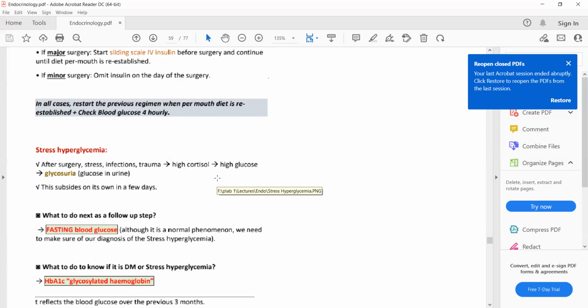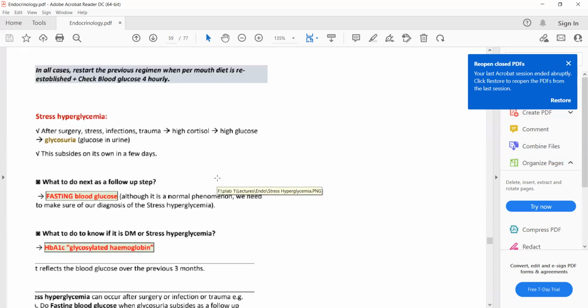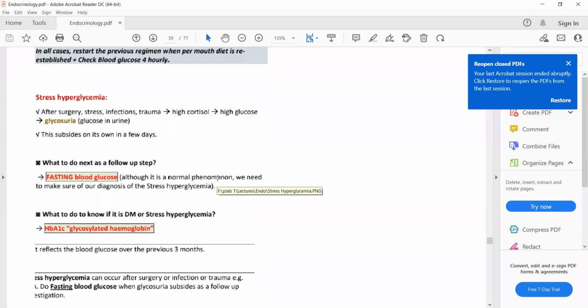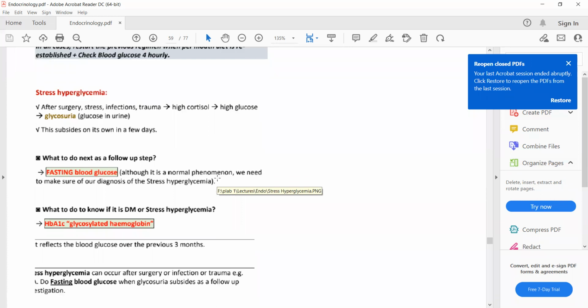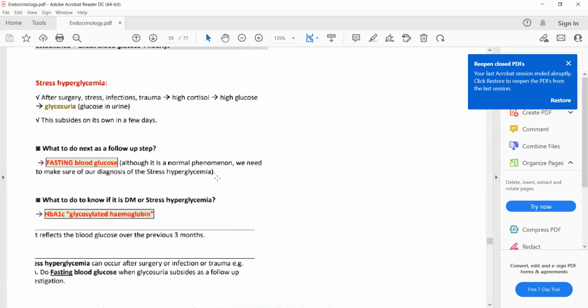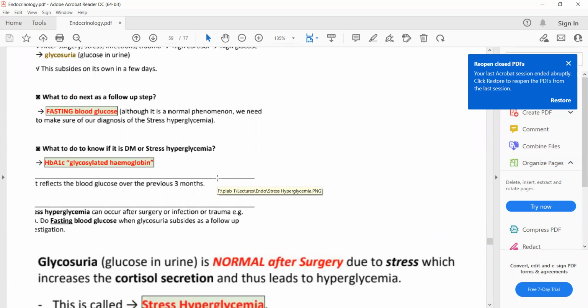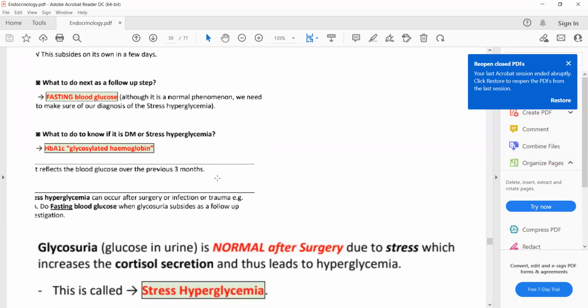So the test to diagnose stress hyperglycemia and the follow-up test is fasting blood glucose. You can repeat the fasting blood glucose after 3 days and it will be normal. So for stress hyperglycemia, the test to diagnose and the follow-up test is fasting blood glucose, and the test to differentiate between diabetes mellitus and stress hyperglycemia is HbA1c.